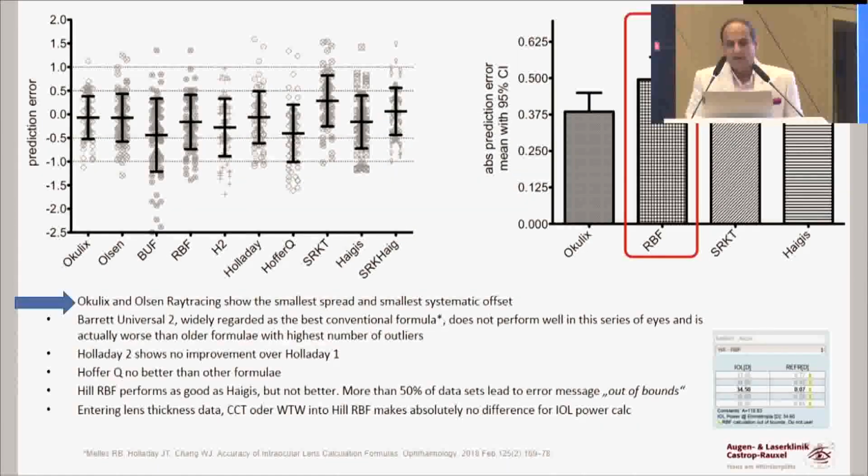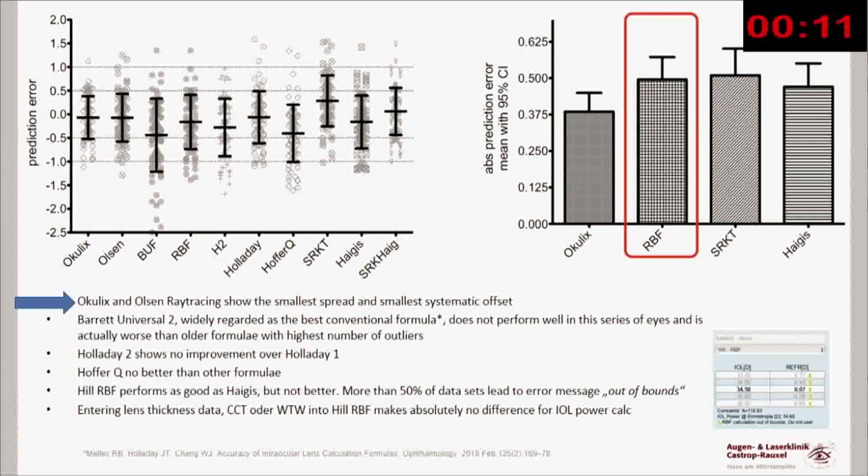So, Okulix and Olsen ray tracing show the smallest spread and smallest systematic offset. Barrett Universal 2 is widely regarded as the best conventional formula. It does not perform well in this series of eyes and is actually worse than older formulas. Holladay 2 shows no improvement over Holladay 1. Hoffer Q is no better than other formulas. Hill RBF performs as good as Haigis but not better.